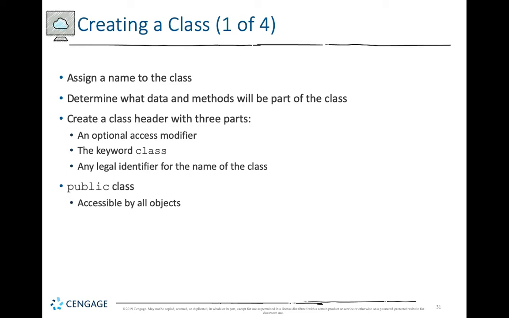Now, the public is the optional access modifier. The keyword class is required if you're going to create a class, because you're telling it what type of object this is going to be. And then any legal identifier for that class. Always remember, the rule for your classes is to make the first letter uppercase. It's always the rule, because anyone looking at the class later will go, oh yeah, it's a class because it's uppercase. All right, so the public class is accessible by all objects.